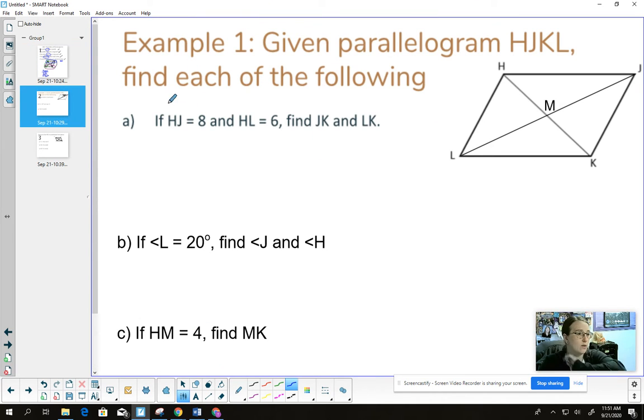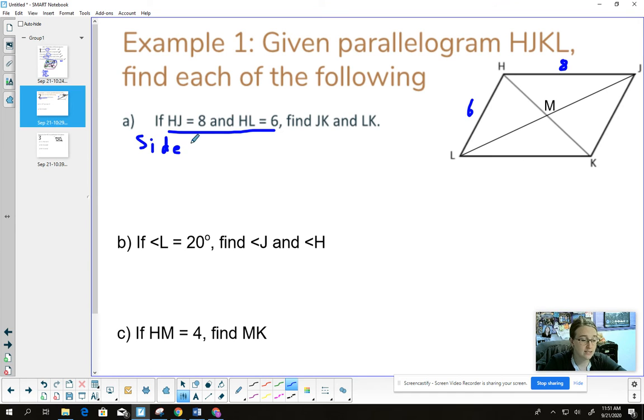Okay, so again, we're going to be given a piece. We're given 2 pieces actually here. We're given that HJ is 8 and that HL is 6. We need to determine what piece is given to us. Is that a side of the parallelogram, an angle, or a diagonal? Those are sides, right? These four right here, those are my sides.